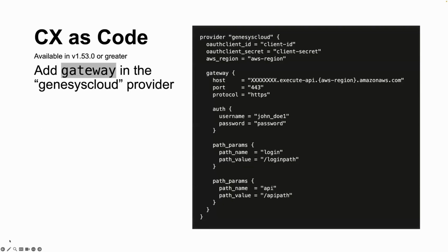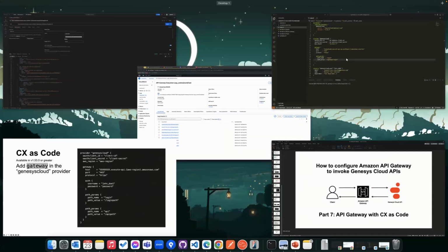So with the CXS code, with versions 1.5.3.0 or greater, it's very easy for you to configure the API gateway in the CXS code. It's as easy as adding another object, which is the gateway. So in the gateway, by adding it in the Genesys Cloud provider, you just need the 6 things that I've mentioned, which is the host, port, protocol, the username, password, and the path params. So I'll be showing it to you here.